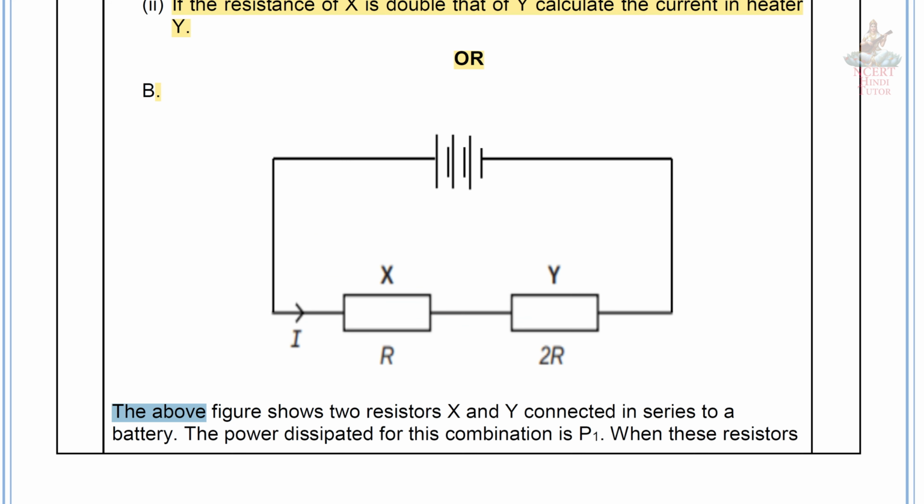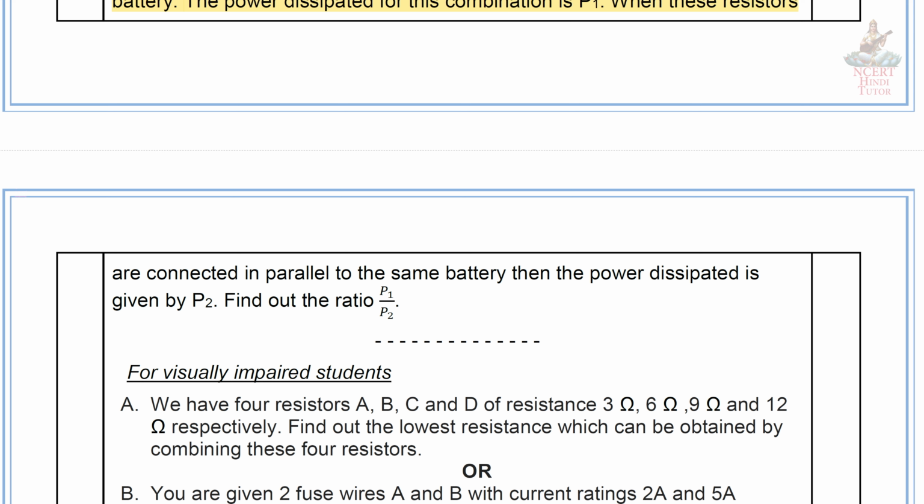Answer. The above figure shows two resistors X and Y connected in series to a battery. So these are the resistance X and Y and this is the battery. The power dissipated for this combination is P1. When these resistors are connected in parallel to the same battery, then the power dissipated is given by P2. Find out the ratio P1 divided by P2.